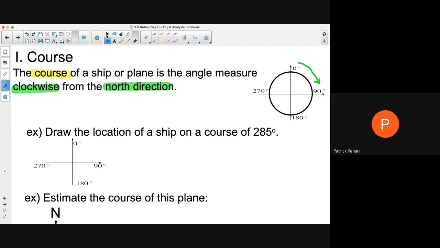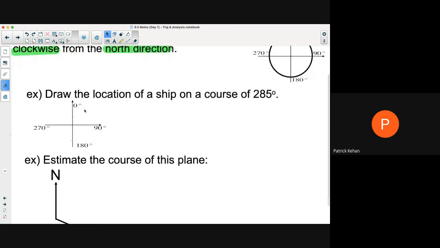So this first example is pretty basic. Draw the location of a ship on a course of 285 degrees. Every time I deal with one of these problems, I draw what looks like an x and y axis, but really I'm looking at it as a north, south, east, west grid, where 0 degrees starts at the north axis and rotates clockwise in the positive direction. So for a course of 285 degrees, we measure from the north line clockwise 285 degrees.